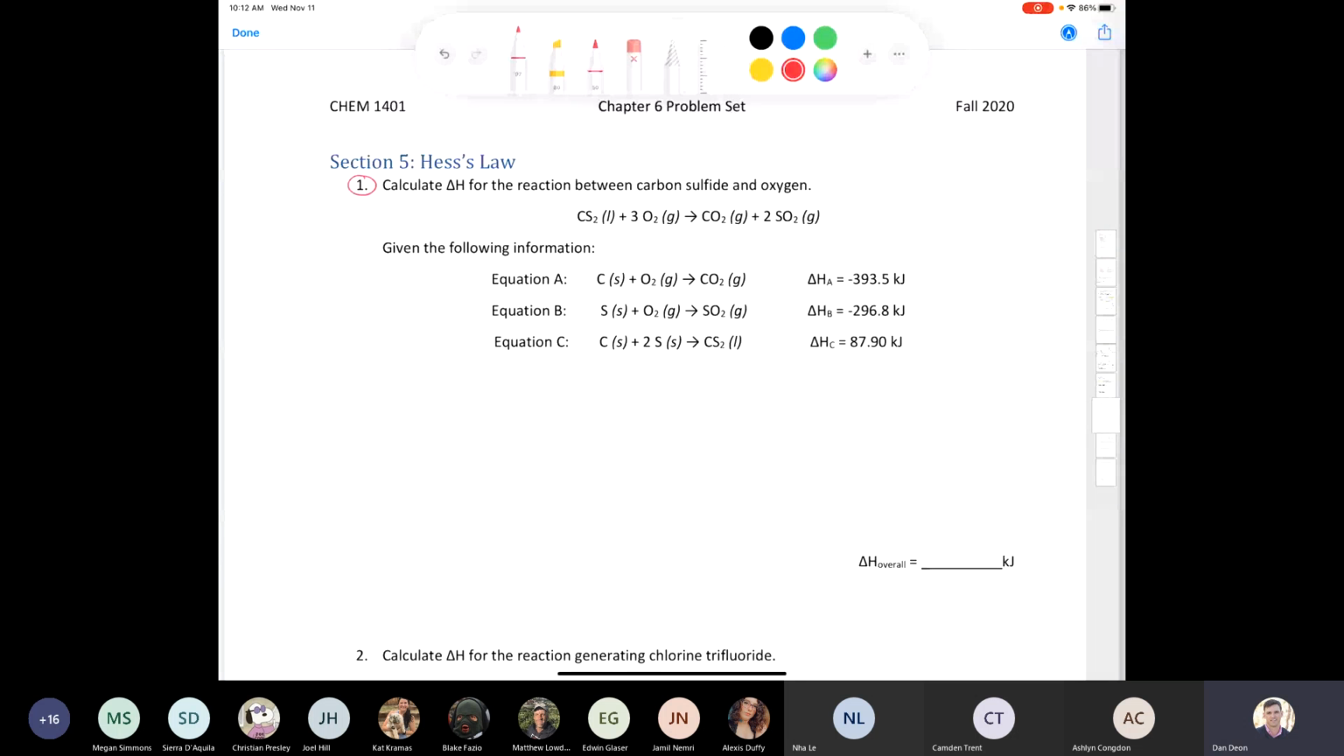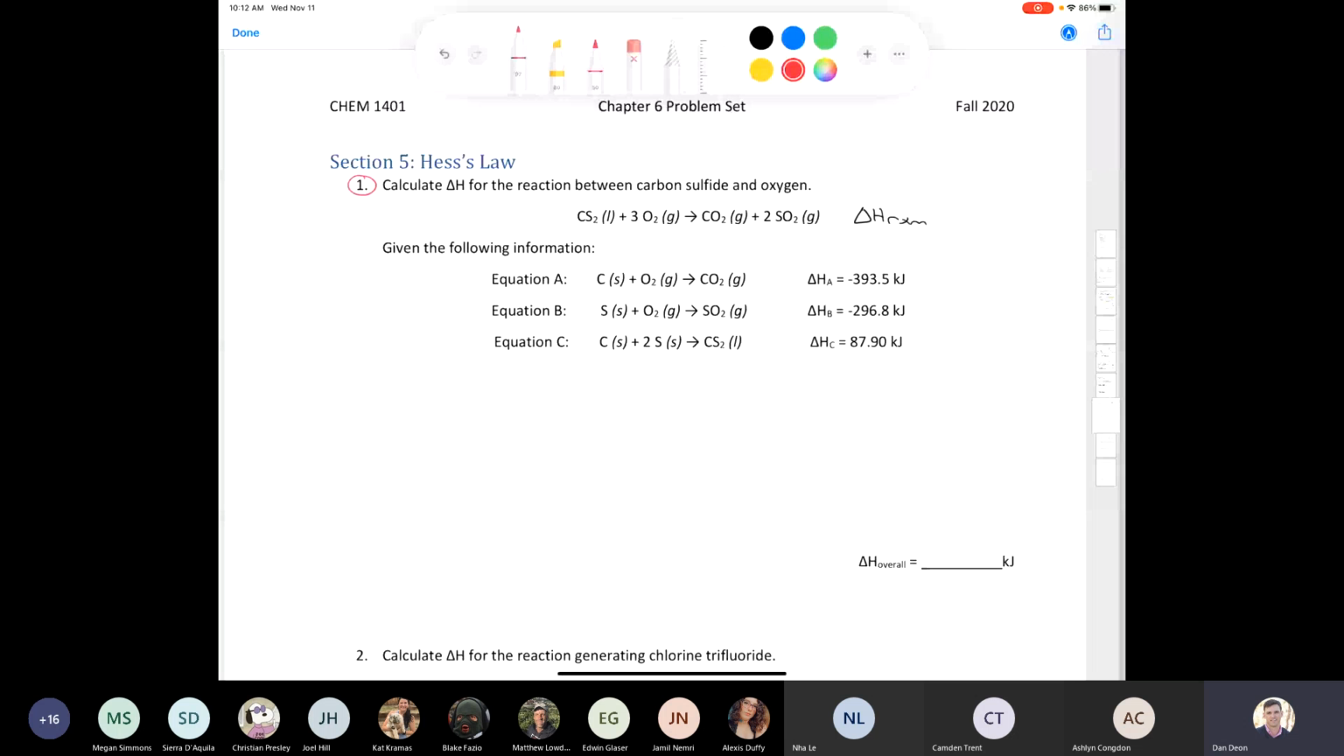It says here, calculate delta H for the reaction between carbon sulfide and oxygen. So carbon sulfide plus oxygen gives you carbon dioxide and sulfur dioxide. It's a perfectly balanced equation. And we want the delta H for this reaction, don't we? We're looking for the delta H of this reaction.